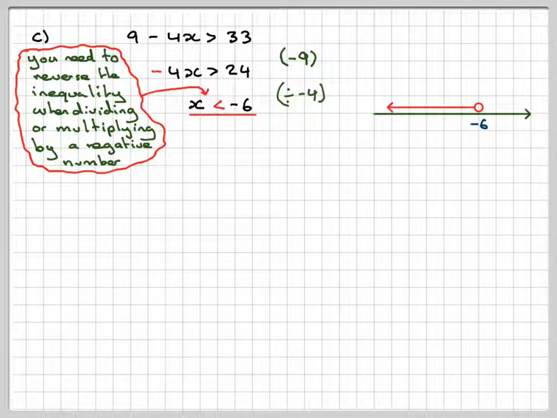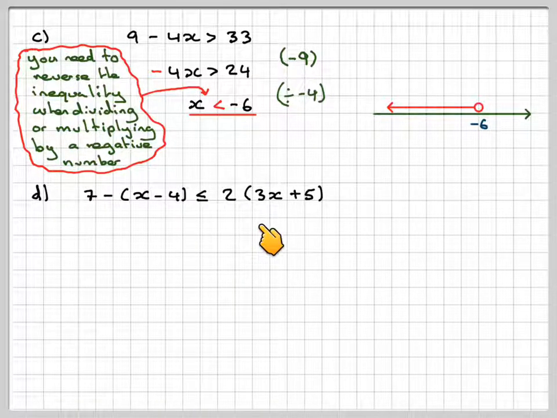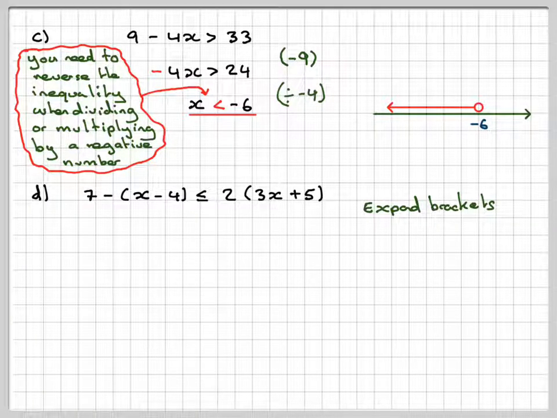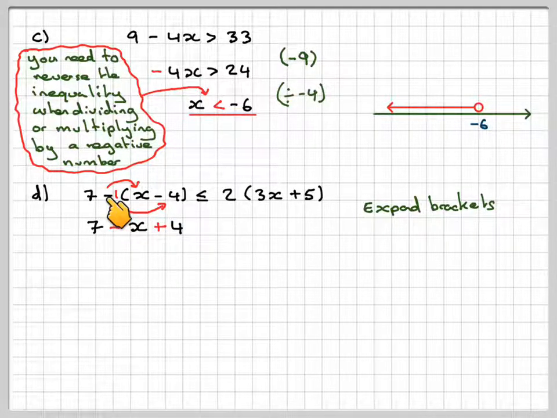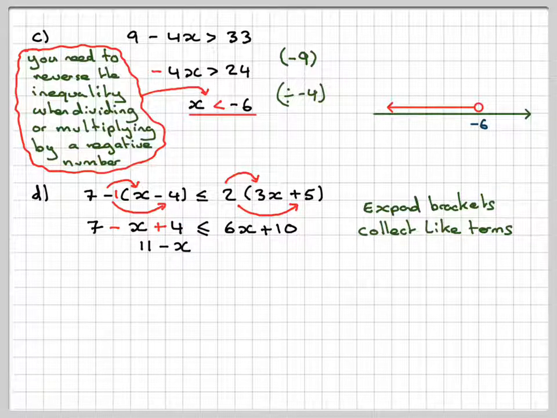Alright, in the final example, we've got 7 minus 3(x minus 4) is less than or equal to 2(3x plus 5). So again, we would expand the brackets, but you need to remember that there is a minus 3 in front. So it's 7 minus 3x plus 12, remember about changing the sign because of that minus sign, is less than or equal to 6x, expanding that bracket, plus 10. And then you'd collect together the like terms, so you're going to have 19 minus 3x is less than or equal to 6x plus 10.